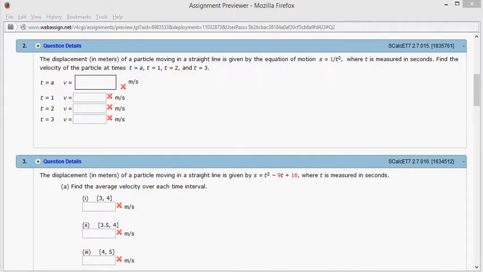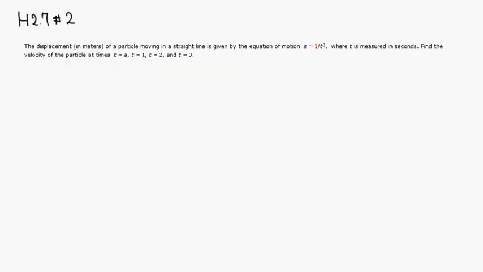Alright, let's look at homework 2.7, problem number 2. You have this position function s equals 1 over t squared, and we want to find the velocity at t equals a, and 1, 2, and 3. Alright, so let's do that.